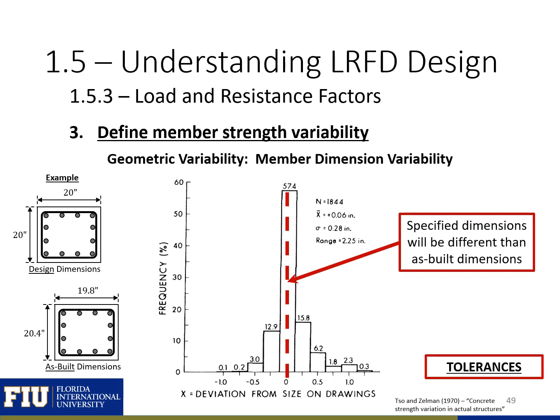Another type of geometric variability is the member dimension variability. The dimensions that we specify in our design are not the exact dimensions that will get built. There's some difference between the design dimensions and the as-built dimensions. This can be plus or minus 0.5 or even 1%. So this will affect our member strength. We typically will specify some kind of tolerance, or there are specified tolerances, which essentially tell us what's the allowable difference between the design and as-built dimensions.